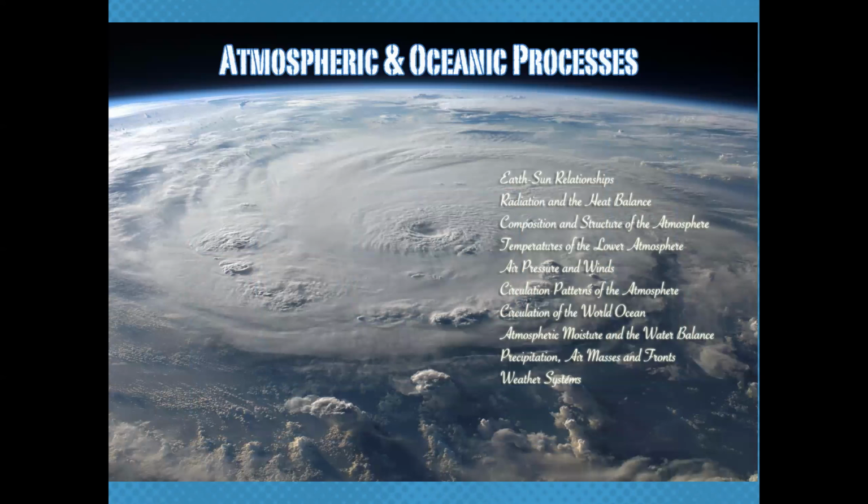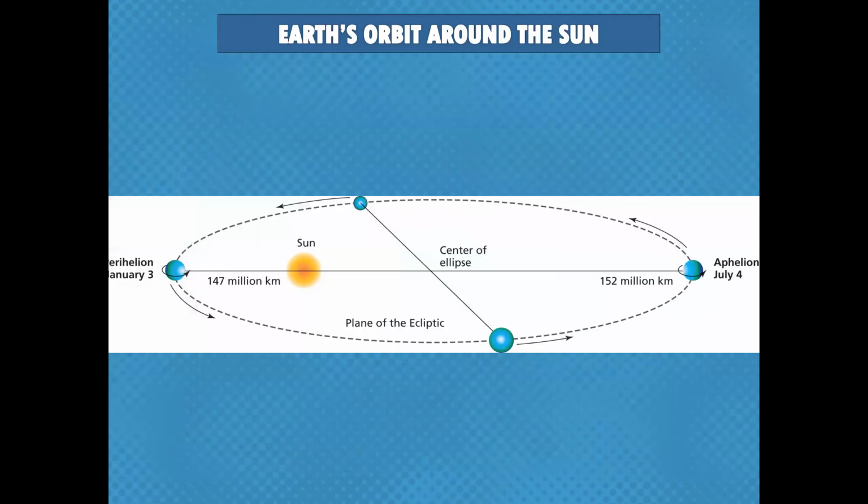All this stuff affects atmospheric and oceanic processes. This image here is of a major Category 5 hurricane over the Atlantic, taken from space many, many years ago. But what I want you to get out of this image is the fact that this big heat engine that is a hurricane is driven by these radiation concepts.